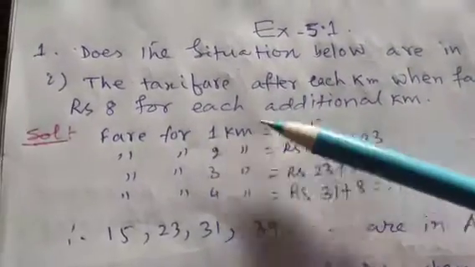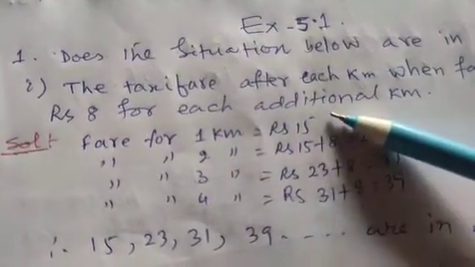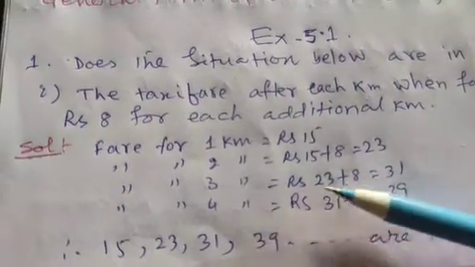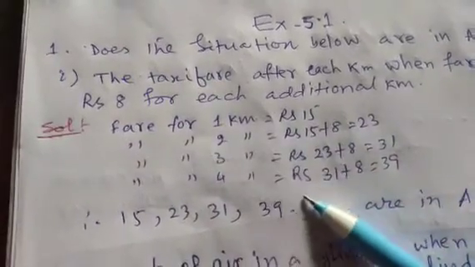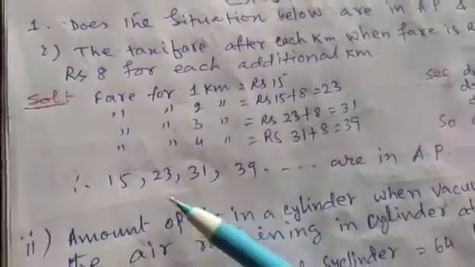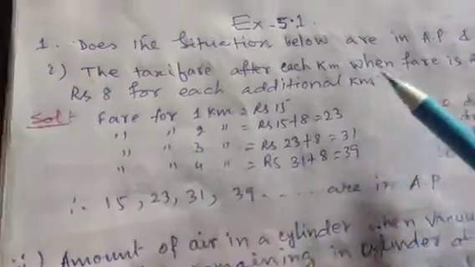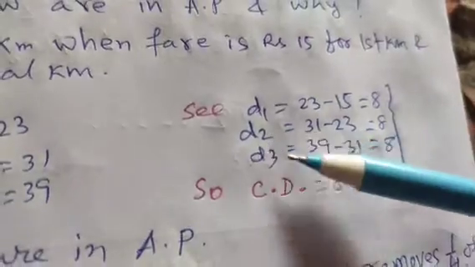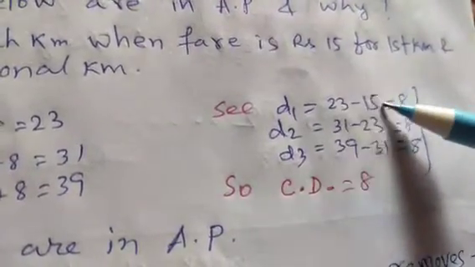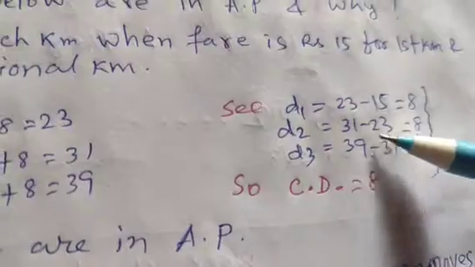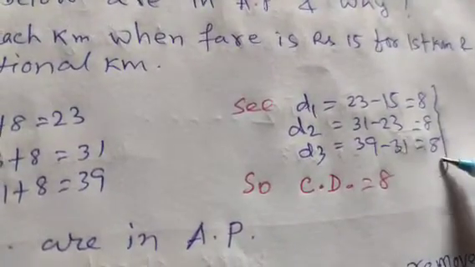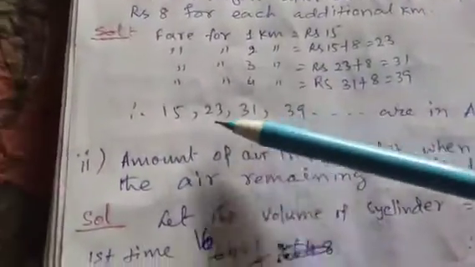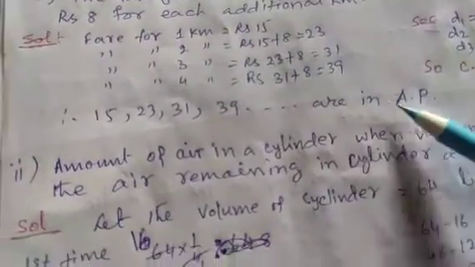Let us see. Fare for the first kilometer is equal to 15, second kilometer 15 plus 8 equal to 23, third kilometer 31, fourth kilometer 31 plus 8 equal to 39. So 15, 23, 31, 39. Now see the differences D1, D2, D3: second term minus first term, third term minus second term, fourth term minus third term equal to 8. Means there is a common difference equal to 8. So this series is in AP.